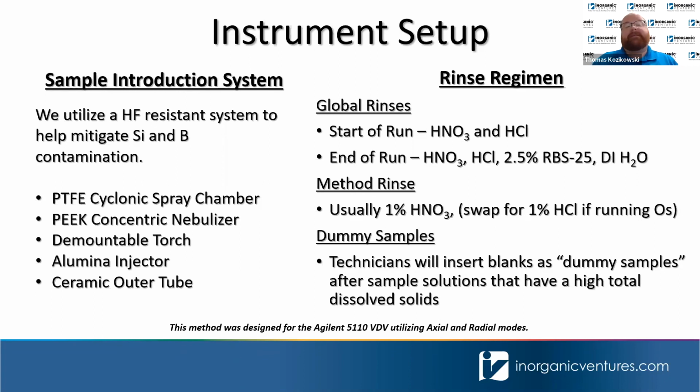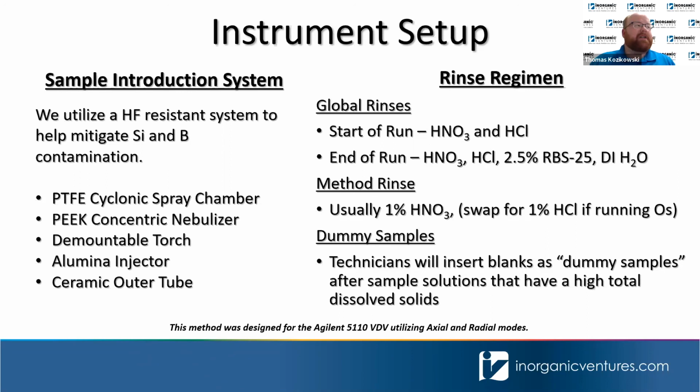So we've got a PTFE cyclonic spray chamber, a PEEK concentric nebulizer, a fully demountable torch equipped with an alumina injector, and a ceramic outer tube. I will note that you can use a sapphire injector. We just found that for this method, we didn't need to go to the extra high purity alumina. So the lower grade alumina was just fine.